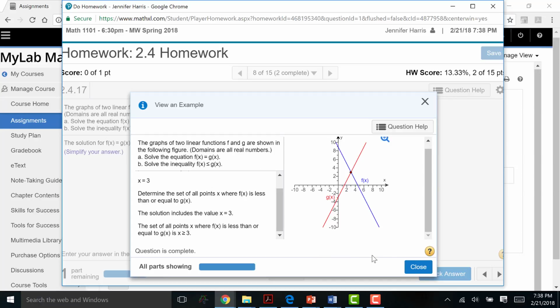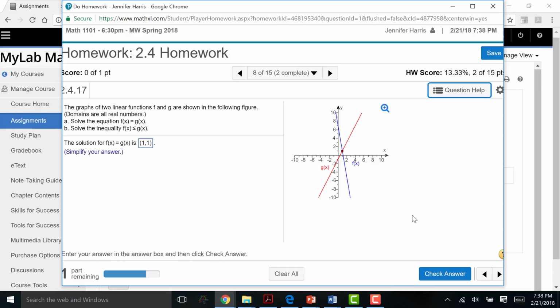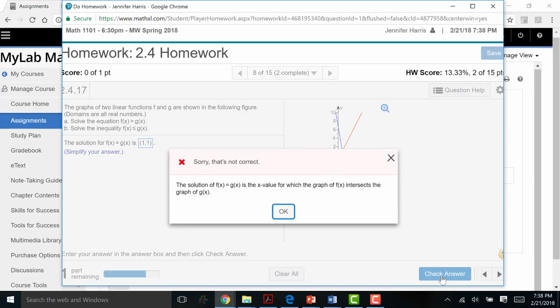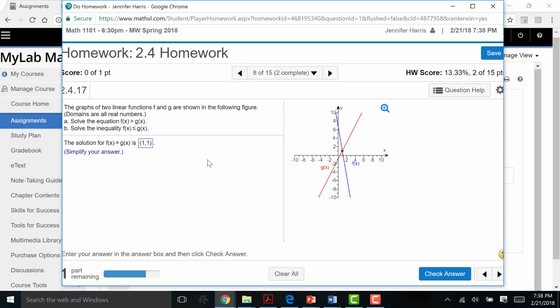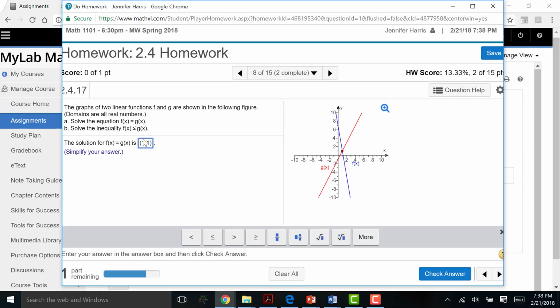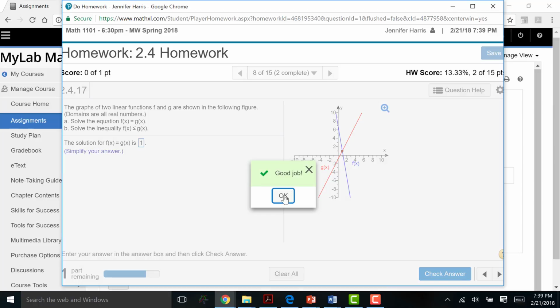Okay, the solution. They look like they only put 3. So let's check it and see if it's going to mark it wrong since I put it as an ordered pair. Watch it. Wrong. So it's the ordered pair, because it just wants the number, the x value. So let me delete this out, backspace, and put my 1. Now it likes it. Okay.